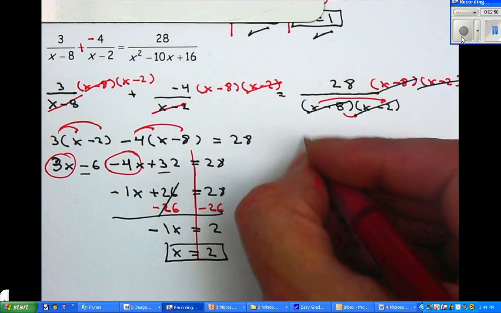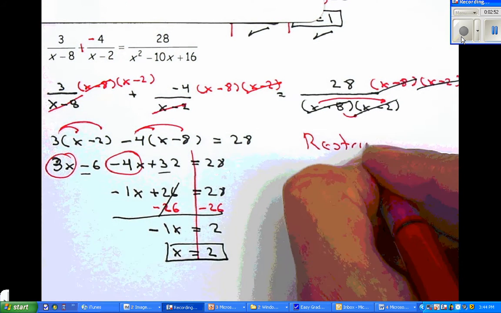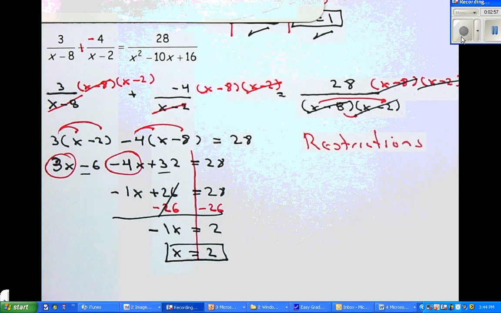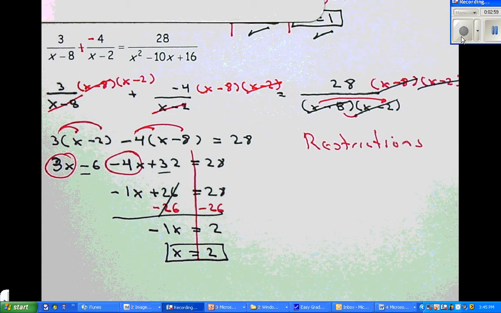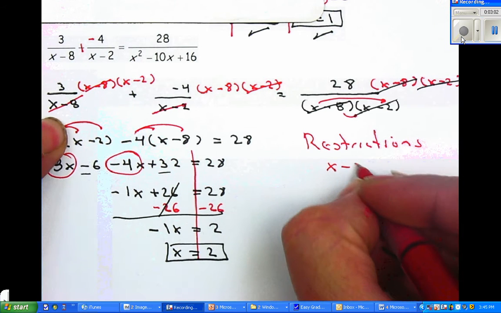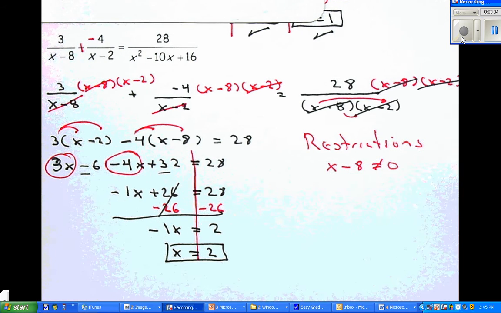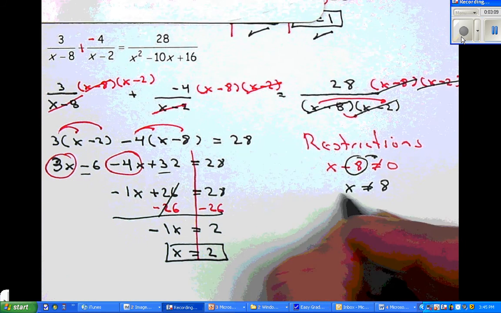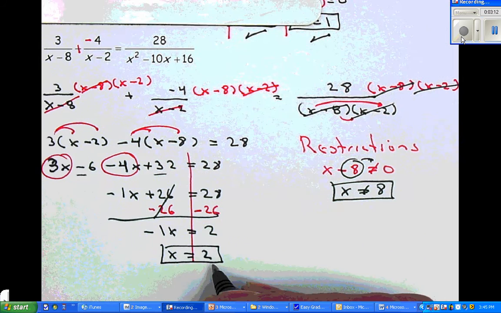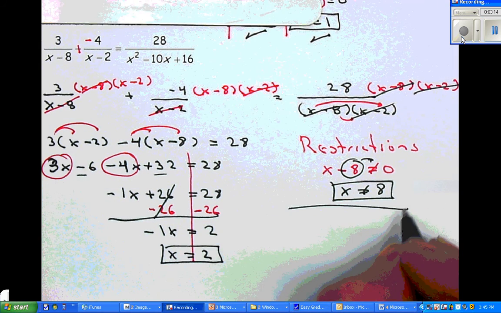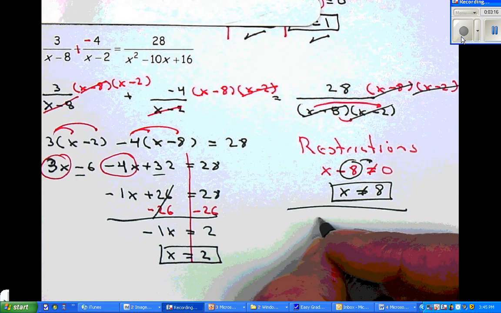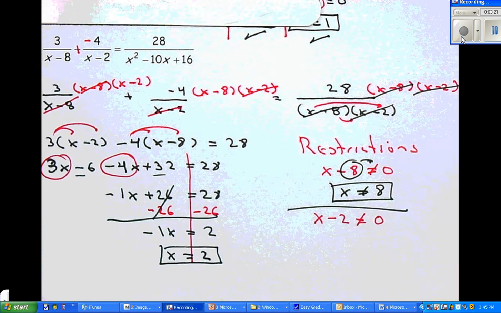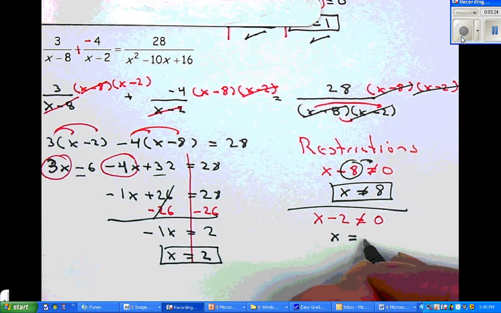Now we need to be able to do our restrictions because our denominators cannot be equal to 0. Our restriction will be x minus 8, the first denominator, cannot be equal to 0. That means move the 8 to the right, it becomes a positive. x cannot be equal to 8. So far so good. We have our next restriction. x minus 2 cannot be equal to 0. That means that x cannot be equal to 2.